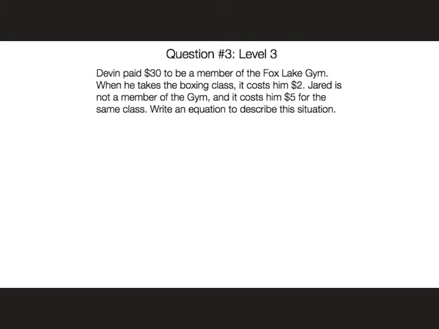And question number 3, we had to write an equation and solve it. So we'll start with Devin's situation. Devin paid $30 one time to be a member of this gym. When he takes a class, it costs him $2 for each of his classes. So since Devin could take multiple classes, we need that variable here with 2, because we don't know how many classes Devin's going to take.